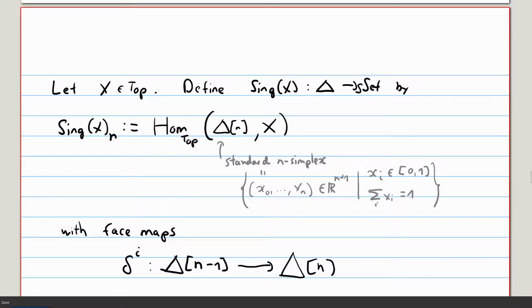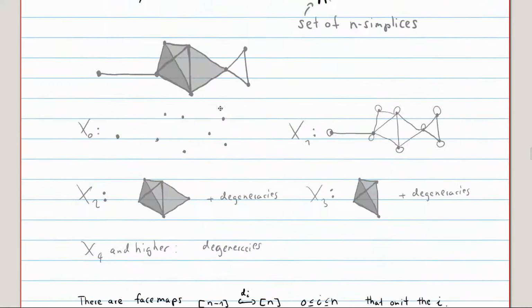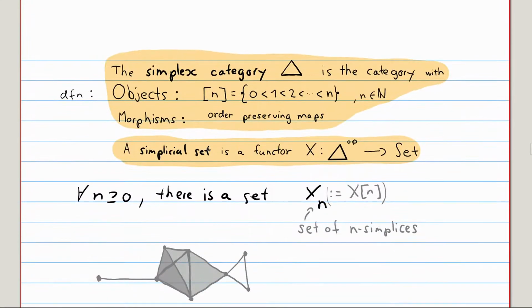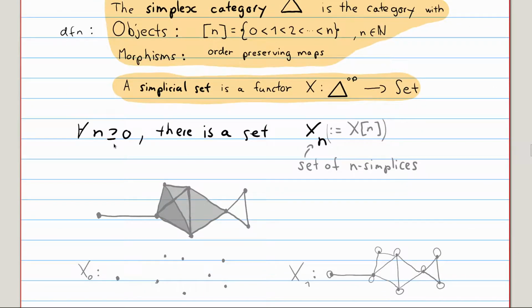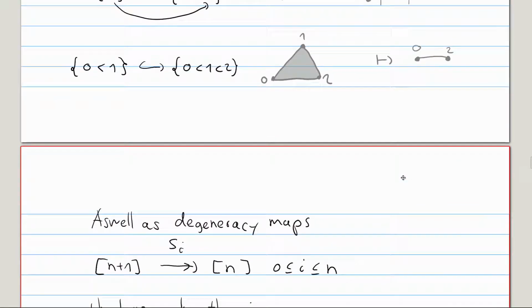Then we can define a simplicial set in the following way. So maybe I should have said this before. In order to define a simplicial set, it suffices to define the sets of n-simplices, as well as the face and the degeneracy maps.